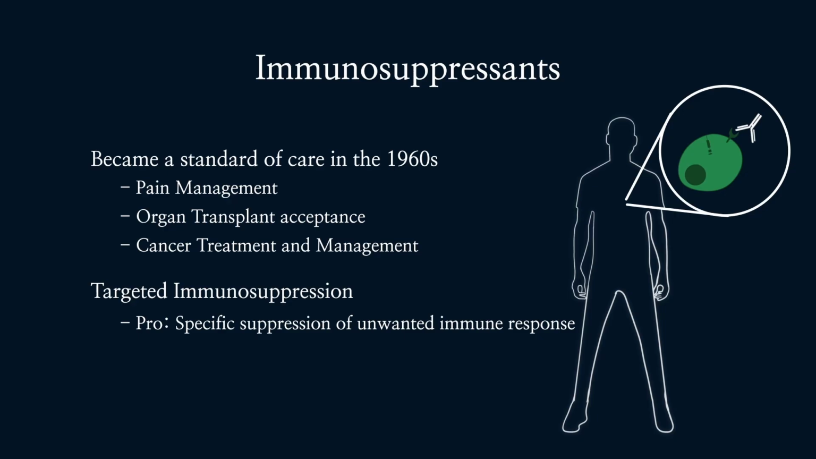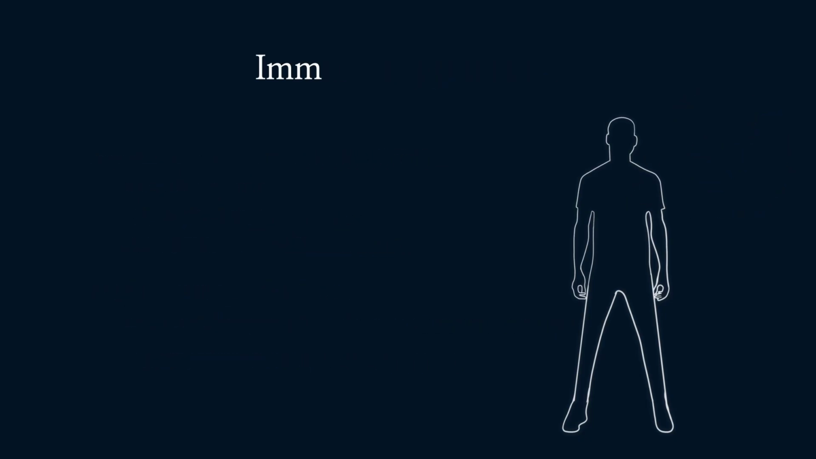Both alemtuzumab and tofacitinib, as targeted therapeutics, have fewer adverse effects when compared to total systemic immunosuppression, but they lack differentiation between healthy and detrimental activity in the areas they target, meaning they still come with their own sets of adverse side effects. Another approach to manipulating the immune system is the use of immunotherapies.